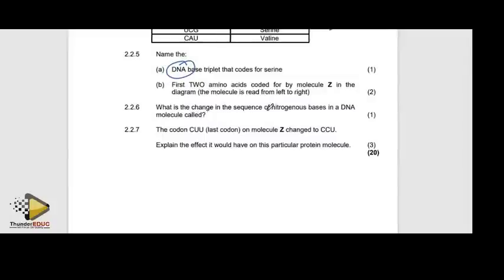What is the change in the sequence of nitrogenous bases in the DNA molecule called? This is gene mutation. So we call it gene mutation. Why? Because the bases have been changed.